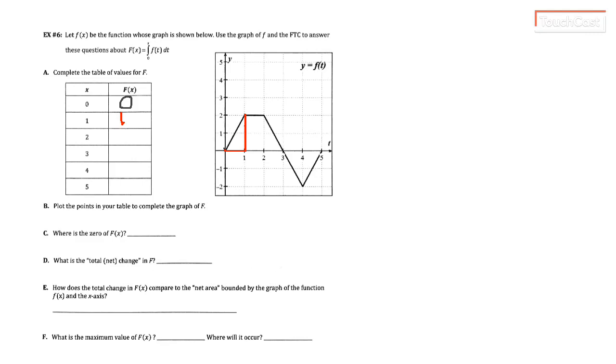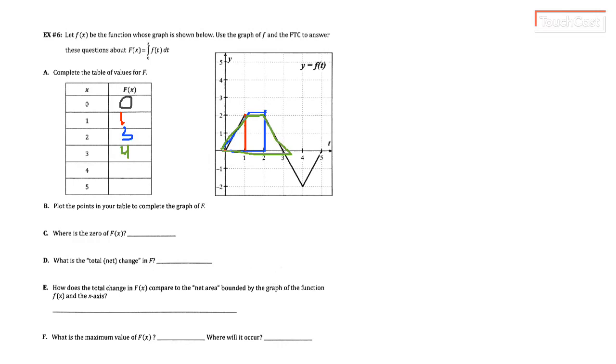Now I can expand this to 2, and I've got a trapezoid. The area of a trapezoid is to add the two bases, multiply by the height, and divide by 2. So 1 plus 2 is 3, times 2 is 6, divided by 2 is 3. We're just going to keep moving along through the picture. Now at 3 I've got another trapezoid. Base 1 is 1, base 2 is 3, 1 plus 3 is 4, times the height of 2 is 8, divided by 2 is 4.